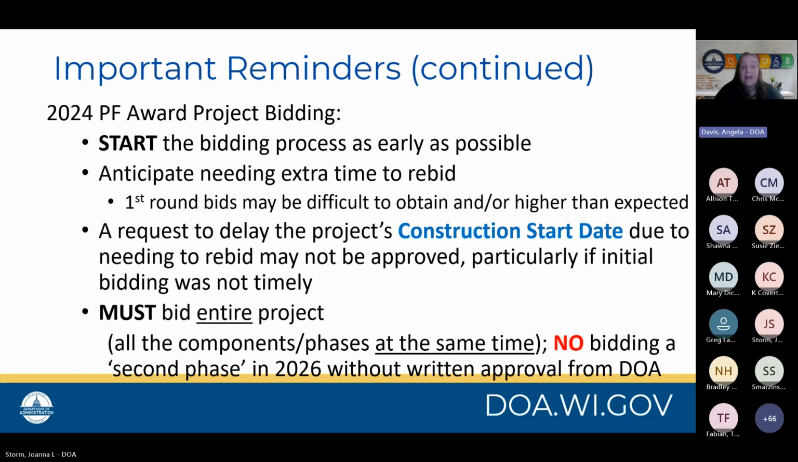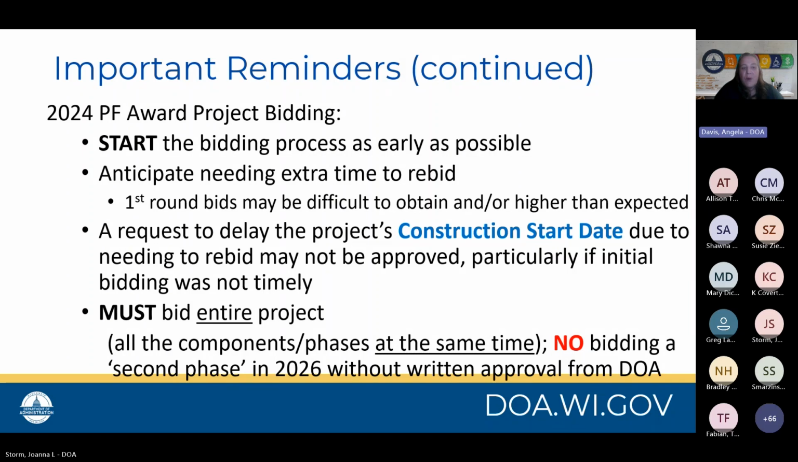and anticipate needing extra time for rebidding. So first rounds may be difficult to obtain bids, or the bids end up being higher than expected. So you might have to make some changes or make some revisions to your plans. So anticipate this when you're scheduling your bidding.